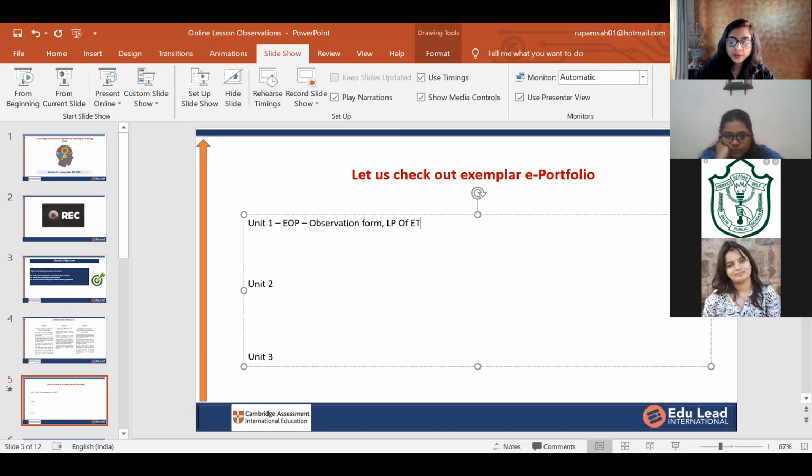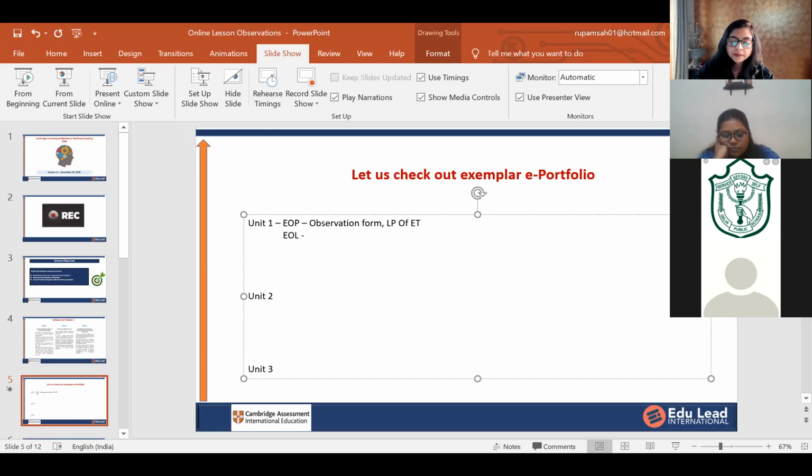And in EOL, how many words of writing is required? 800 words. Yes. And in EOR, it is? 400. Yes, 400. The total has to be 1200 words, remember. So it is 400 words.